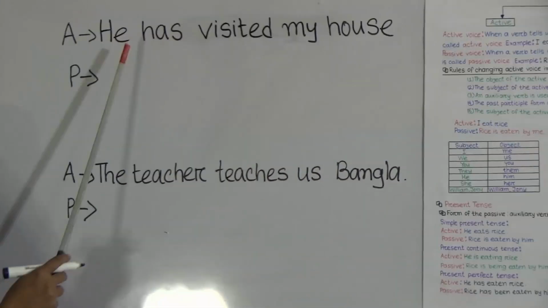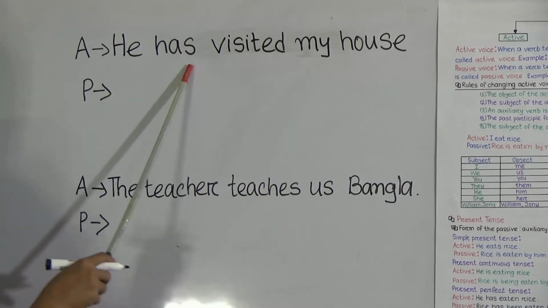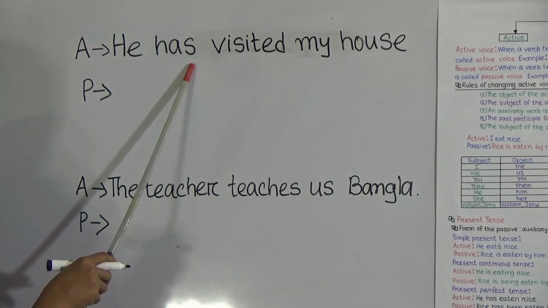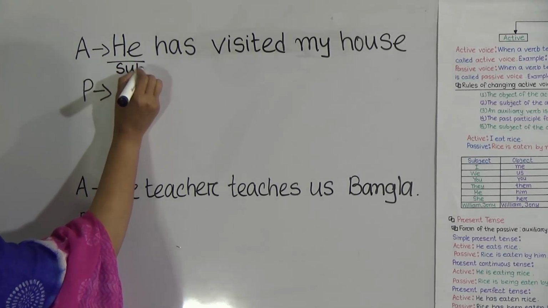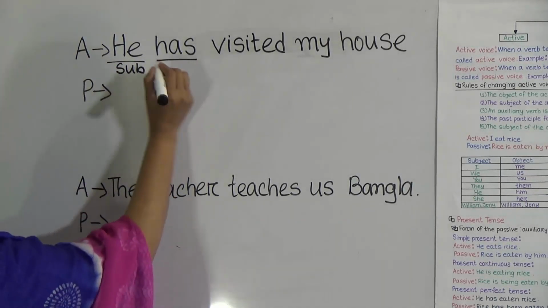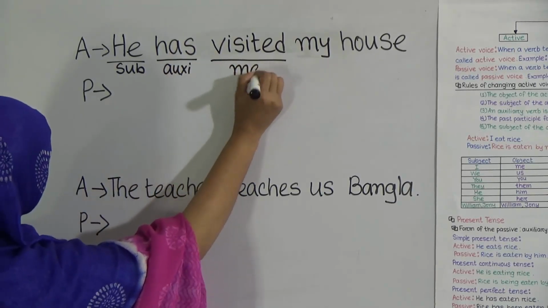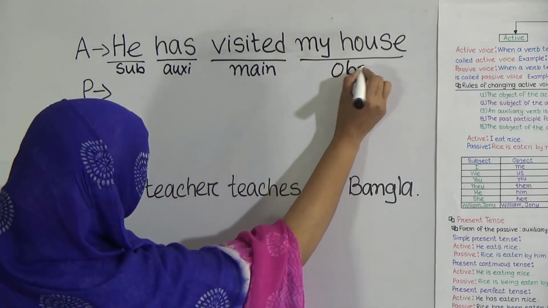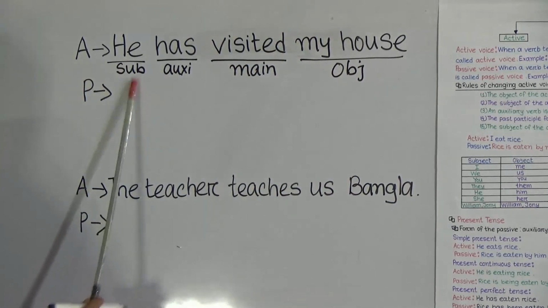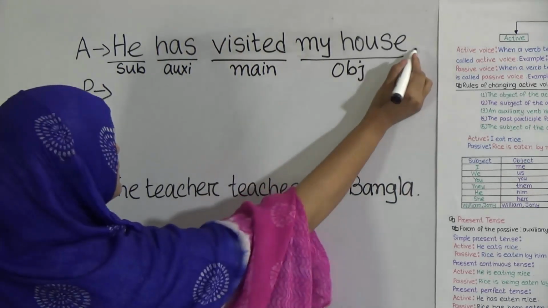Now students, I have written here two sentences. Look, the first sentence is he has visited my house. This is an active sentence or active voice. So first, he is the subject, has visited, has is here the auxiliary verb, and visited is the main verb. My house, this one is the object. We find subject, auxiliary verb, main verb and object in active voice.